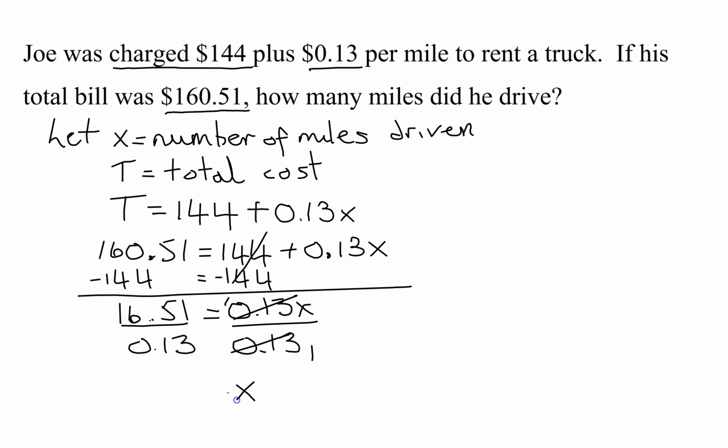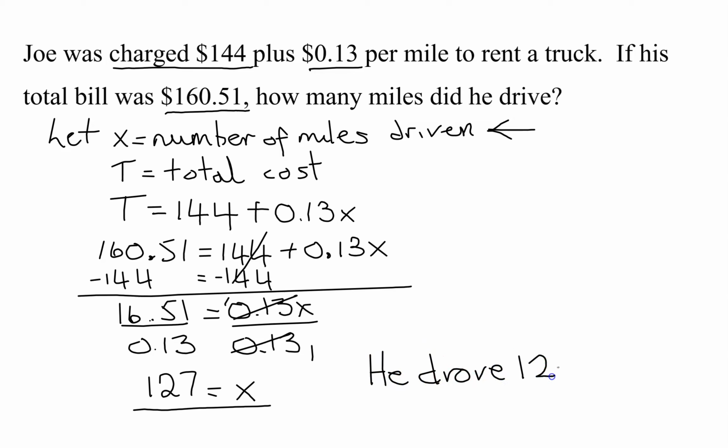And so I'm going to get x equals 16.51 divided by 0.13 is 127. So I've solved my problem. I already defined what x was, so we could stop there, but it's always good to finish an application problem with a sentence, so you could just write, he drove 127 miles.